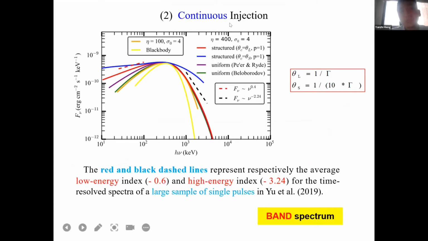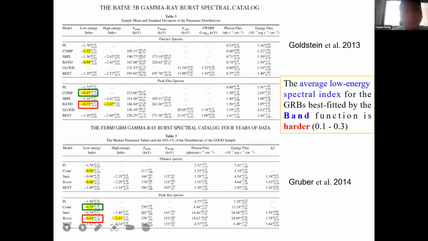Then we consider the more reasonable continuous injection. Finally, after considering the structure, we got the realized spectrum, and we find that for this model, the low energy index and the high energy index are quite consistent with the observed typical values in each work. The parameters of the structure are just similar to our previous work.